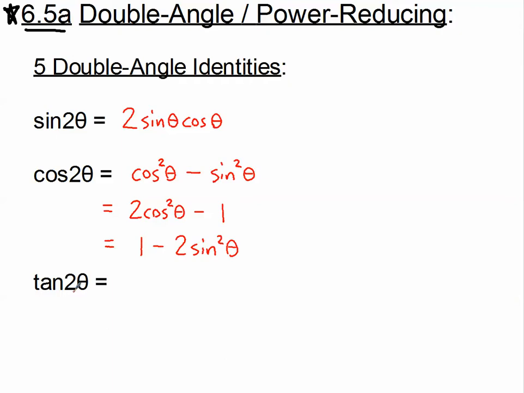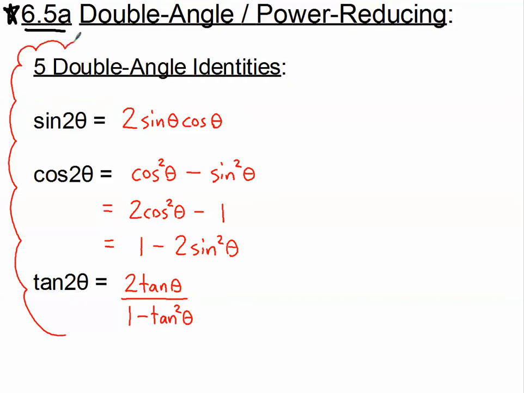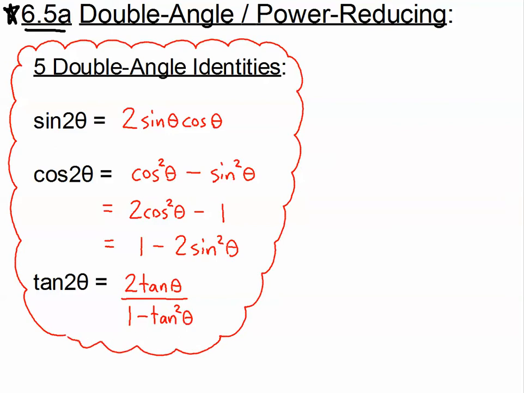Tangent of a double angle. The tangent of a double angle is going to be equal to 2 times the tangent of the single angle divided by 1 minus tangent squared of the single angle. And these are our next identities for the day. 5 double angle identities. If we add these 5 to our grand total, now we have 36 identities.